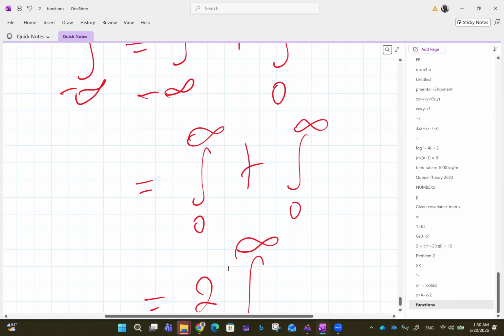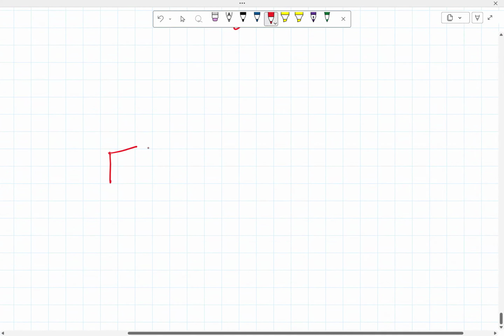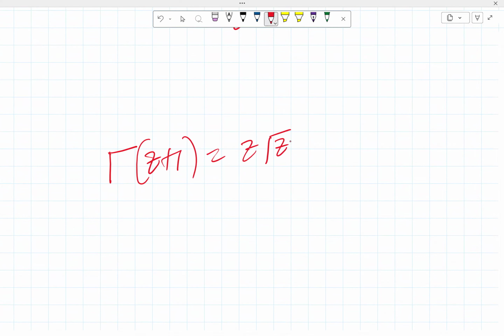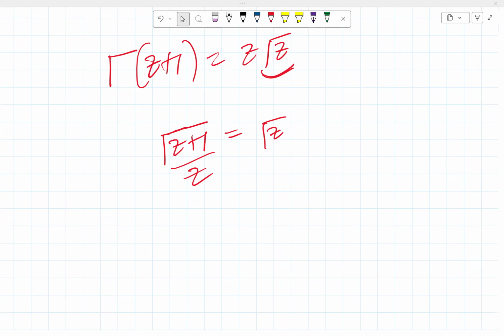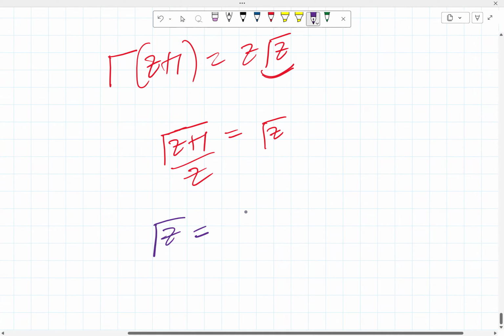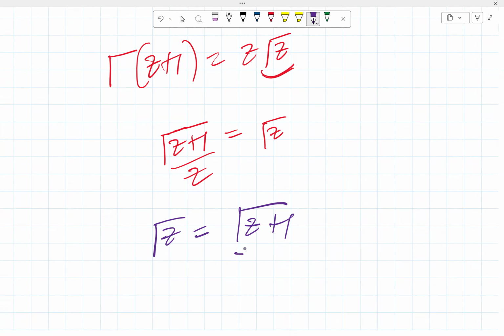Okay, I think I should write that out. So you have gamma(z+1), which is z gamma(z). Now, if you need gamma(z), it means that you can divide through by z. So gamma(z+1) divided by z will give you gamma(z). So we can have gamma(z) equals gamma(z+1) all over z itself.